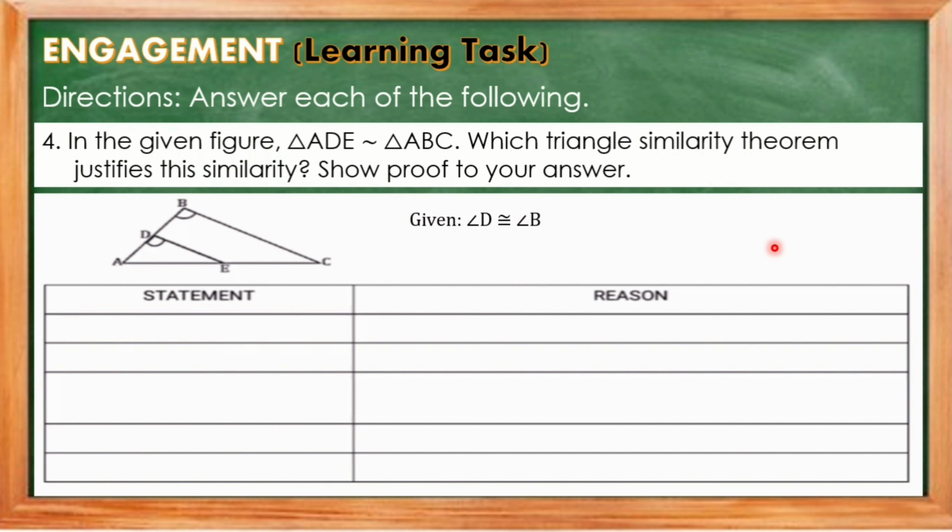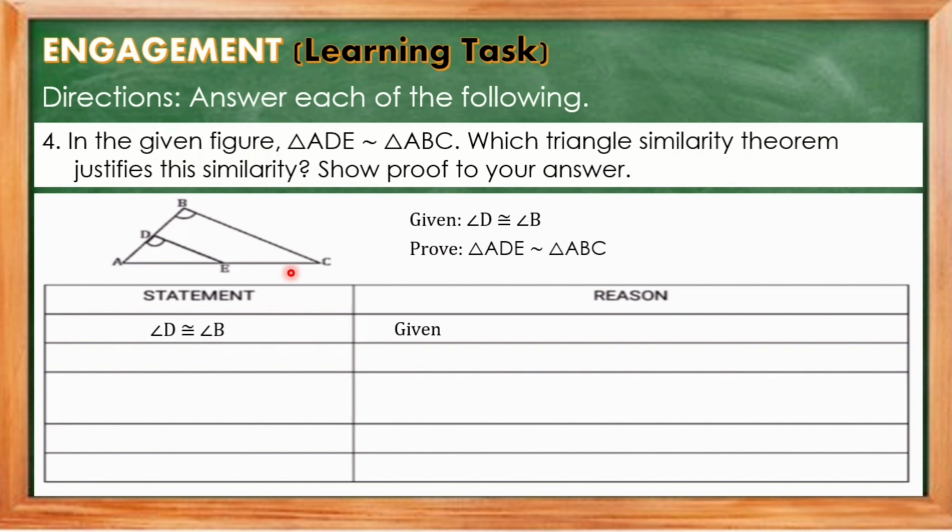Tapos, ang kailangan nating i-prove ay itong triangle ADE, so itong maliit na triangle, is similar to triangle ABC dito sa malaking triangle. Una palagi nating inilalagay ay given. At dahil ang given natin ay angle D is congruent to angle B, so yan ang nasa statement natin. Tapos ang reason natin ay given. Okay, sa learner's packet ninyo, may mga example pwede ninyong reviewin yan para may guide kayo. At hanapin ninyo yung sample dyan na may triangle na katulad nito. So, iba nga lang yung given dyan.